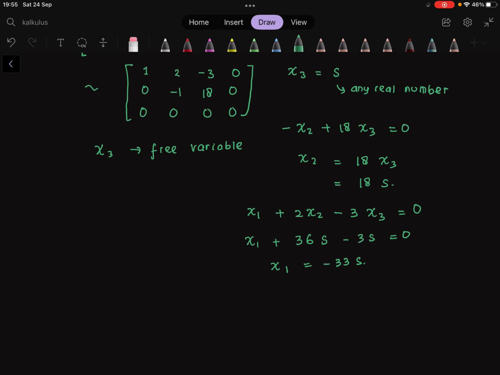So this vector set is linearly dependent. It's not linearly independent because it has a nontrivial solution. So since there is a nontrivial solution, v1, v2 and v3 are linearly dependent.